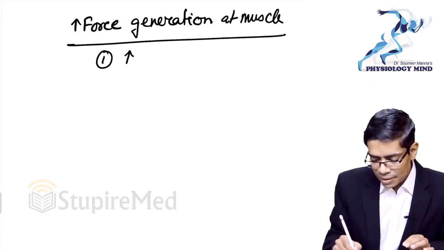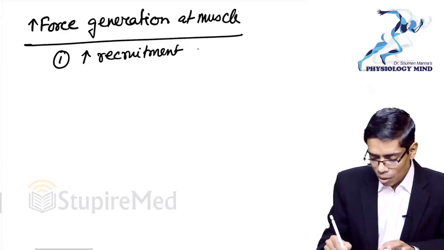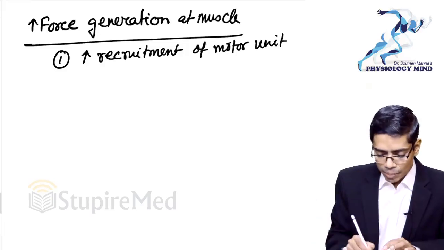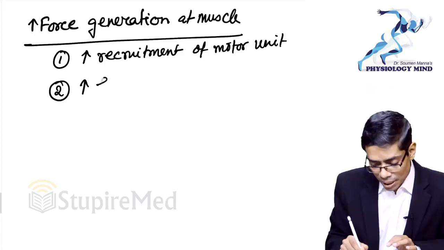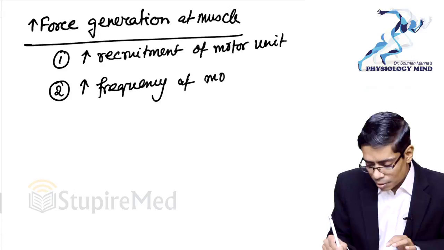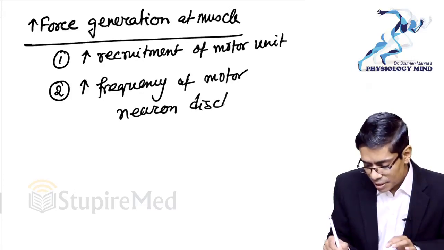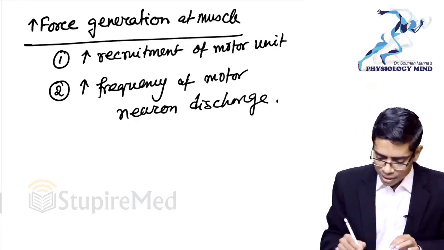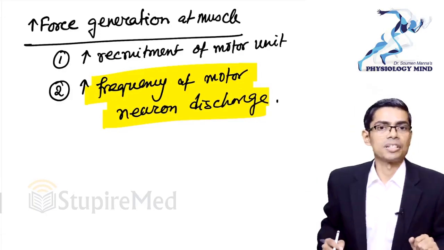One, increase the recruitment of motor units. But if motor unit recruitment is not possible, then you can also increase the frequency of motor neuron discharge. They can also increase your force generation. Now let's understand this second point: how the frequency of motor neuron discharge increases the force generation by the muscle.